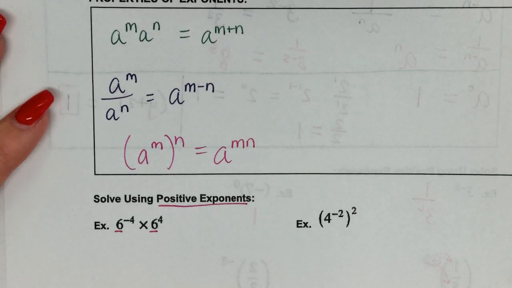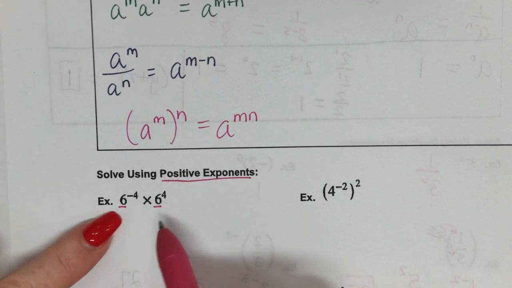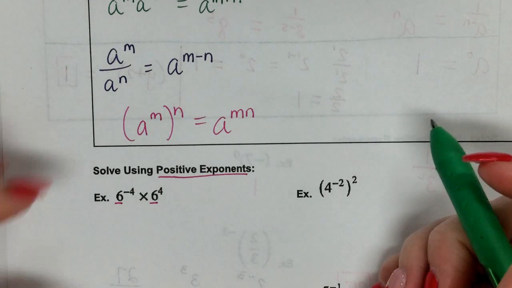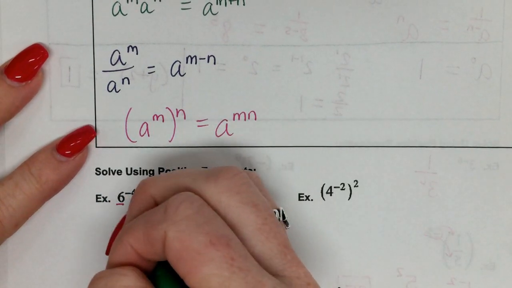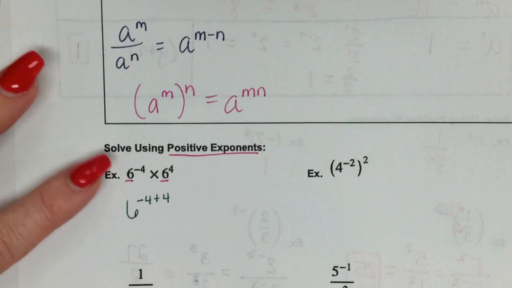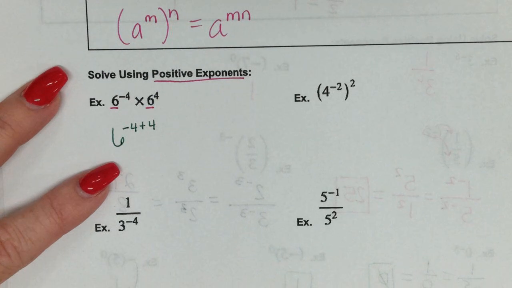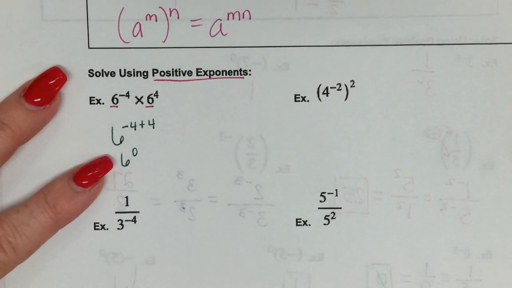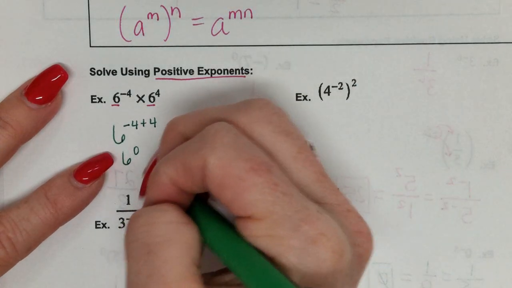All right, now y'all can look at it. What should I do to these exponents? Add them. So I have 6 to the negative 4 plus 4. What is negative 4 plus 4? So I have 6 to the 0 power. Anything raised to the 0 power is 1.